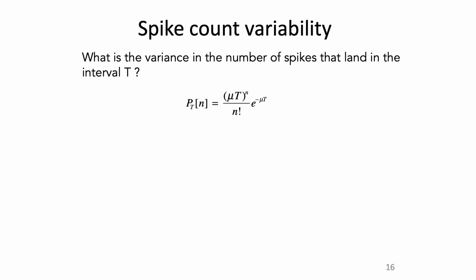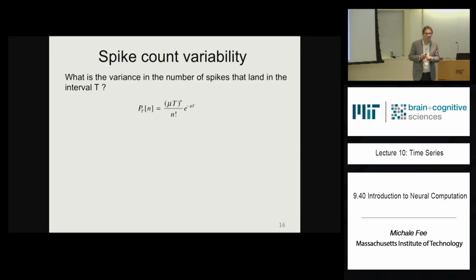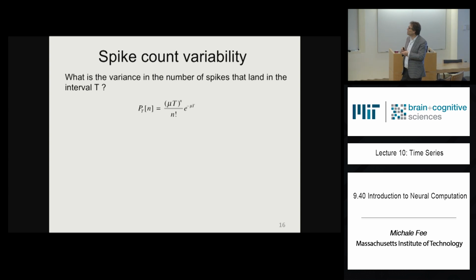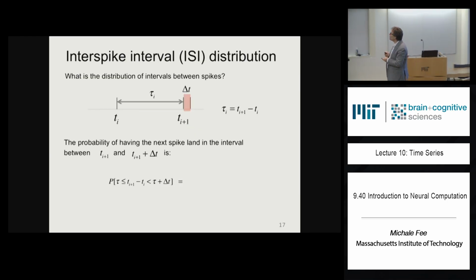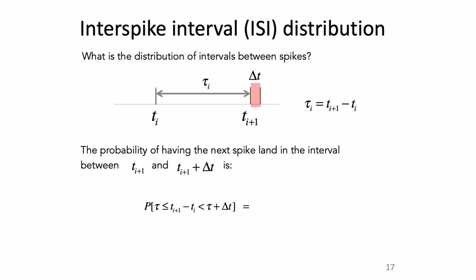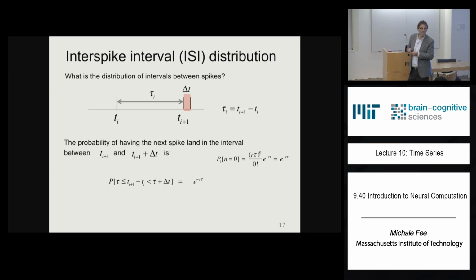So what is mu t to the 0? 1. What is 0 factorial? 1. And so the probability of having 0 spikes in a window t is just e to the minus mu t. Right? So let's plug that in. Good. So the probability of having no spikes in that interval is e to the minus mu t, or rt, if we're using r for rate now. Okay? Now, what is the probability of having a spike in that little window right there?